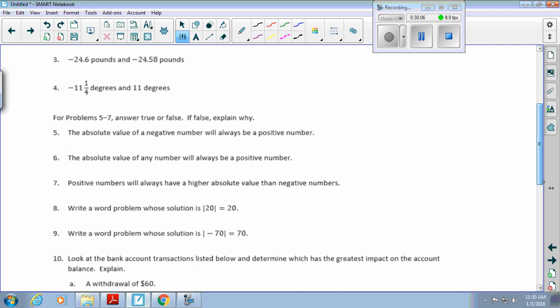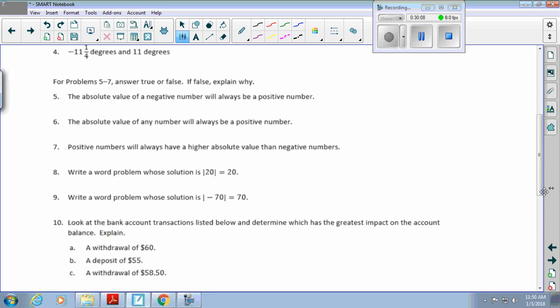Let's move on to problems 5 through 7. For 5 through 7, you have to answer which ones are true and false. If it's false, you need to explain why it's false. Okay? So once you read those, you'll see. And then numbers 8 and 9, you get to be the module maker. I'm sure you'll do a better job. All right, write a word problem whose solution is not negative, the absolute value of 20 equals 20. So again, be using the words magnitude, impact, what is the absolute value, those types of things, okay?